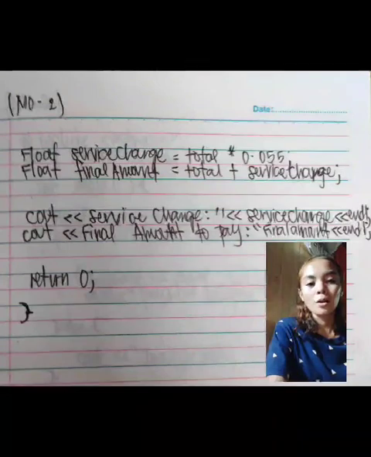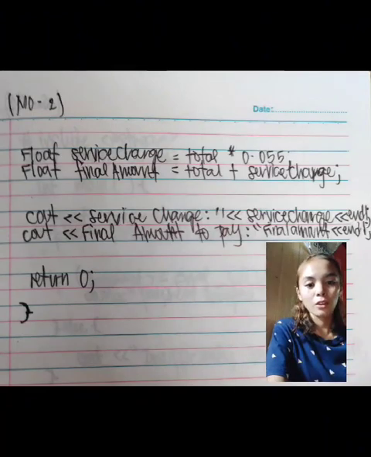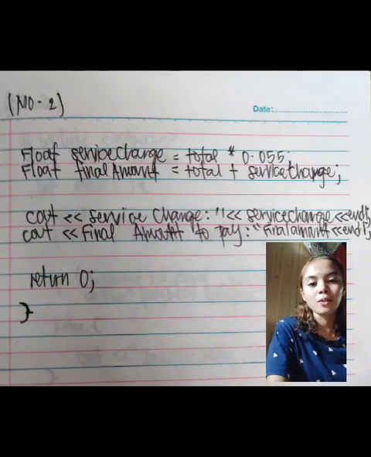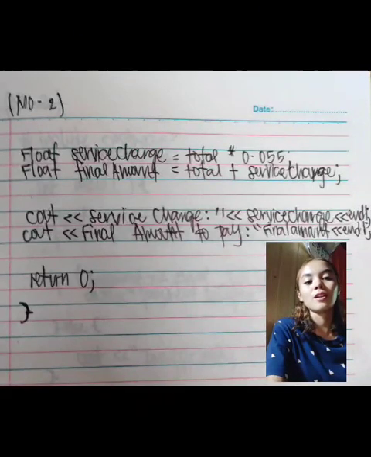Float final amount equals total plus service charge. Final amount stores the complete amount the customer needs to pay. Total plus service charge uses the addition operator; it adds the original price and the service fee together. Example, 100 plus 5.50 equals 105.50. Final amount equals 105.50.